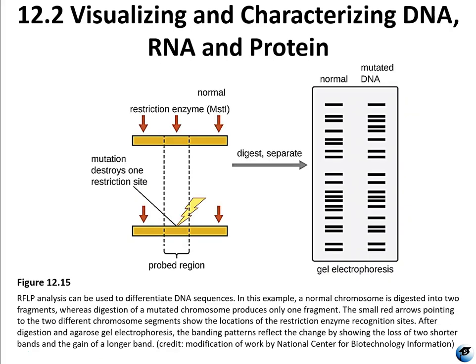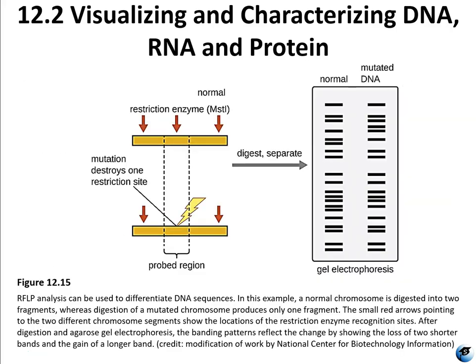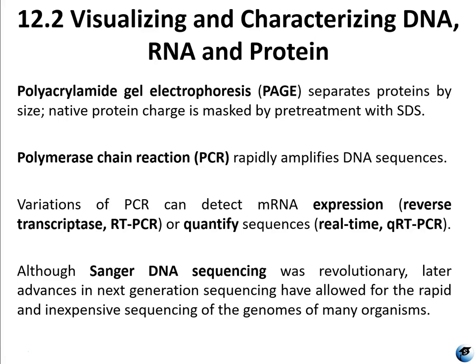This is RFLP analysis, and again, it's looking at different mutations and different regions, different sequences in DNA, and again, you can separate them out using gel electrophoresis. They separate by size. This one is comparing the normal strand to a mutated one, and you can see there's a band here that isn't here, and then this band is missing over here. So you can see that there has been some mutation. Polyacrylamide gel is very similar to agarose gel, but it's generally used to separate proteins instead of DNA. And the protein has been pre-treated with SDS.